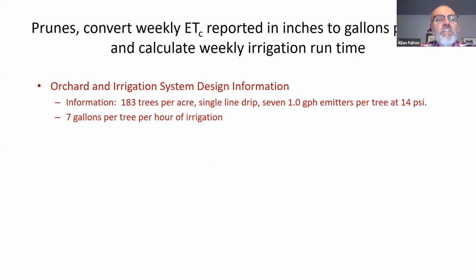So continuing on with this example with prunes, single line drip irrigation. The situation is this: prunes are typically planted at a higher density because they're a smaller tree when mature. In this case, there are 183 trees per acre, with a single line drip with seven 1-gallon-per-hour emitters per tree when it's operating at 14 pounds per square inch. This equates to 7 gallons per tree per hour of irrigation.